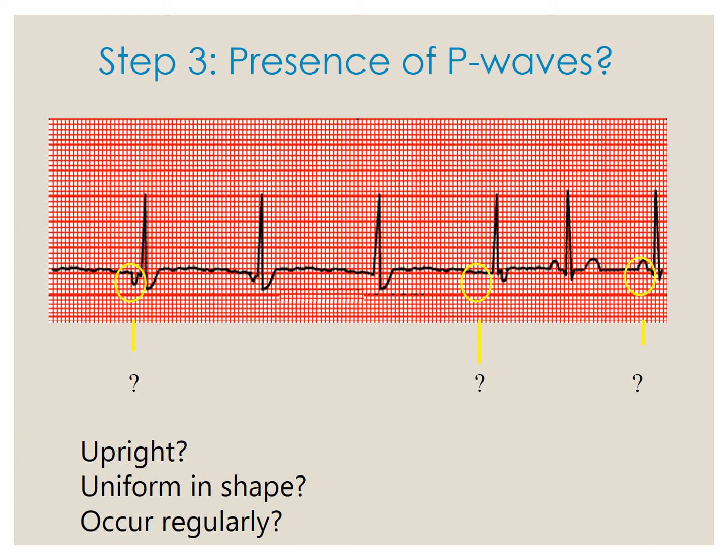And does the P occur regularly? Is there a P wave before every QRS complex? And you're going to say yes or no. For a strip like this, you're not going to get something like this in this class, which is good. Really what you're going to be looking for are those normal looking P waves, which are on the far right hand of the strip.